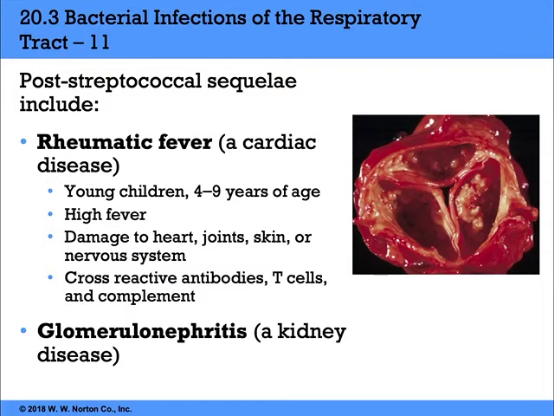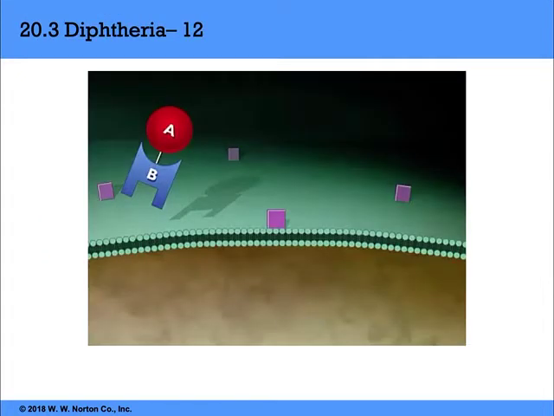And then you can also end up with glomerulonephritis, which is an inflammation of the nephrons of the kidney. The nephrons are the filtering units that are able to remove toxins from the blood before the blood is returned to the circulation. Okay. Okay, next topic is going to be diphtheria.